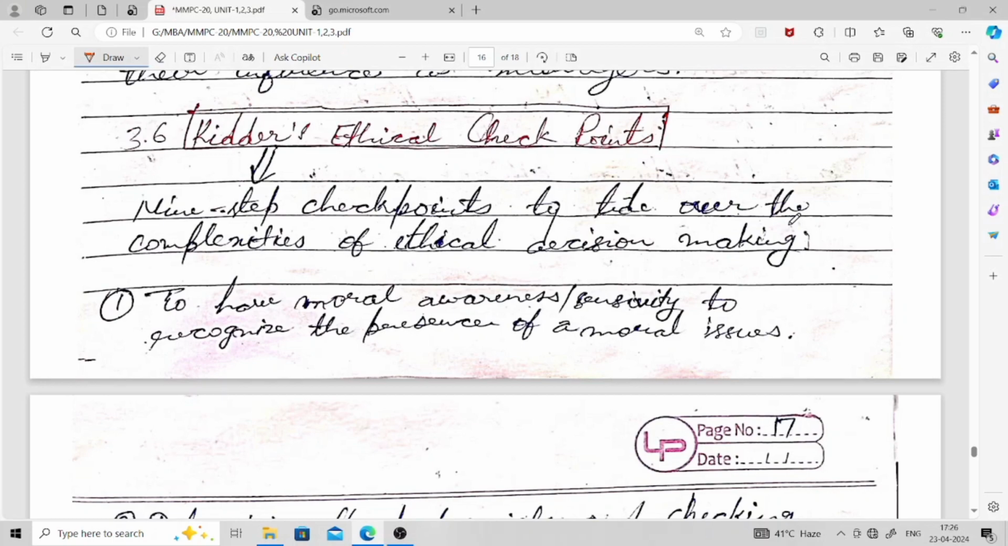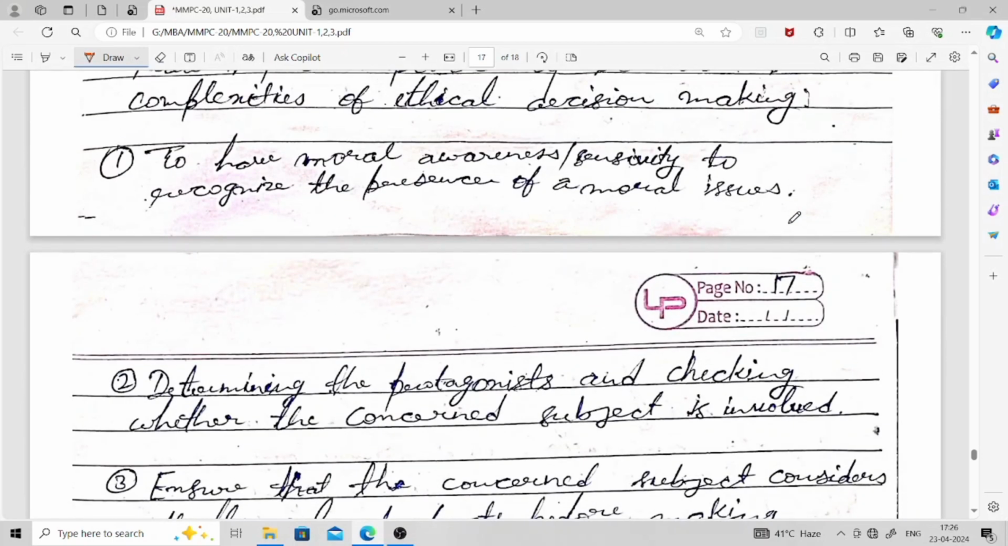The first checkpoint that is given here is to have moral awareness or sensitivity to recognize the presence of a moral issue. Have means the decision maker should have moral awareness. That is the first checkpoint.